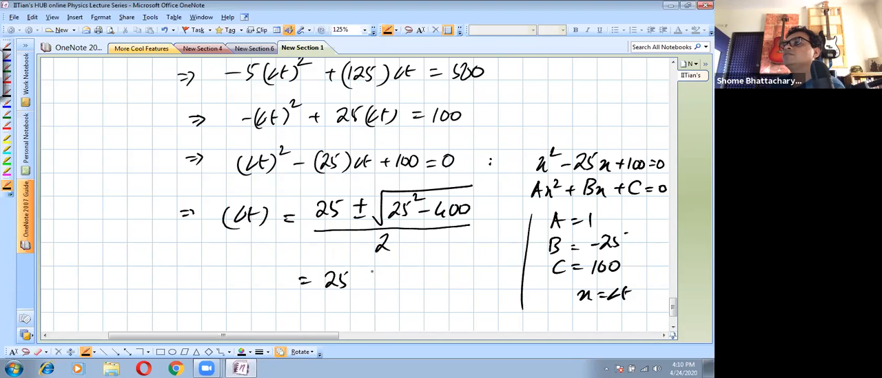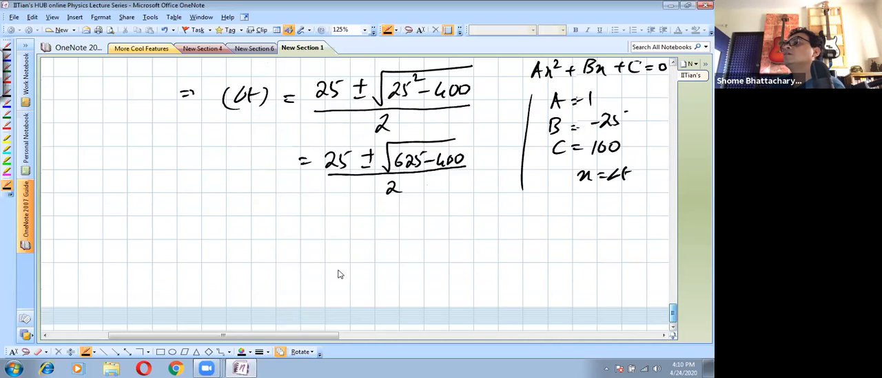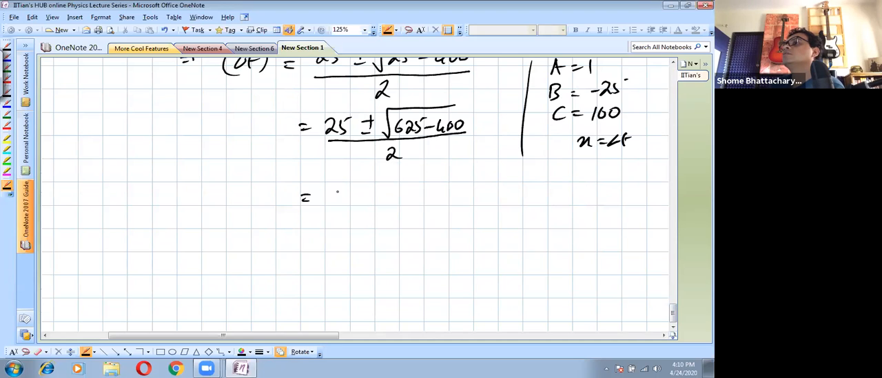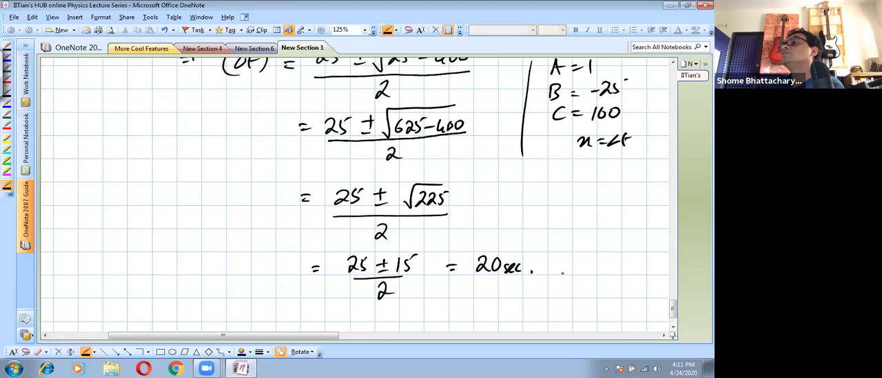So it is 25 plus minus root of 625 minus 400, which is 225, which square root is 15. So this is 25 plus minus 15 divided by 2. So one root becomes 25 plus 15, so that is how much? 40 divided by 2, so 20. And the other root becomes 25 minus 15, so that is 10 divided by 2, which is 5.